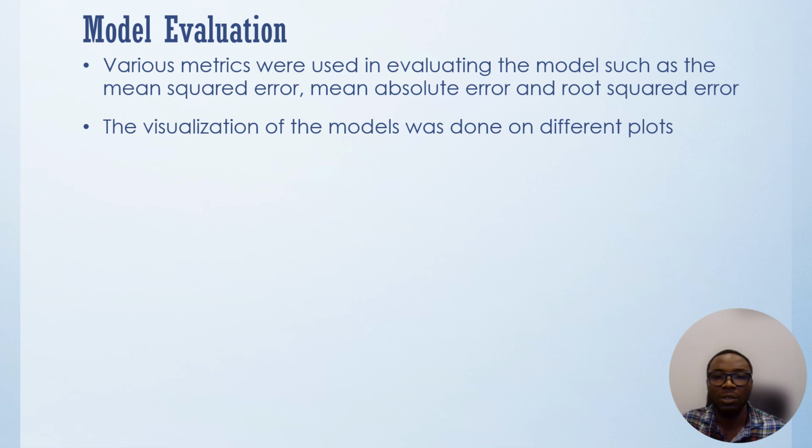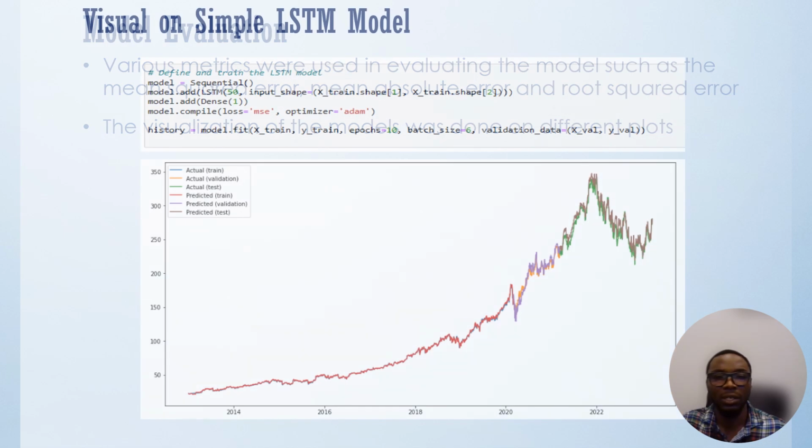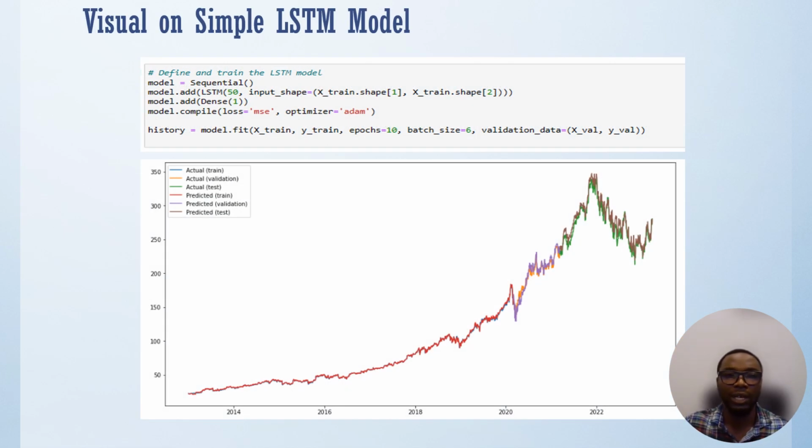The visualization also, we're going to actually see what the trend looks like. The first model that was done is just a simple model where we just have a 50 layer, we have a dense layer, and we have our optimizer to be Adam, and mean square error as our loss function. So we have like 10 epochs, and six batch sizes. We have our validation data to be S val and Y val.